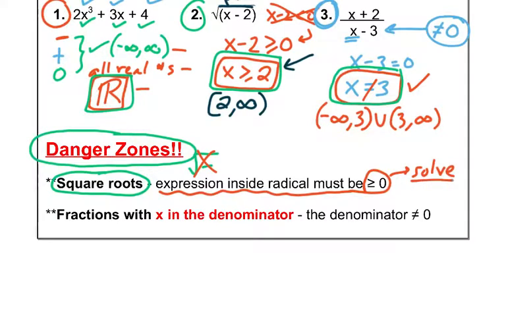So if you see a square root, rip that expression out. Up on number 2 above, it was x minus 2. See how we did it? We said x minus 2 has to be greater than or equal to 0, and we solved. Done.